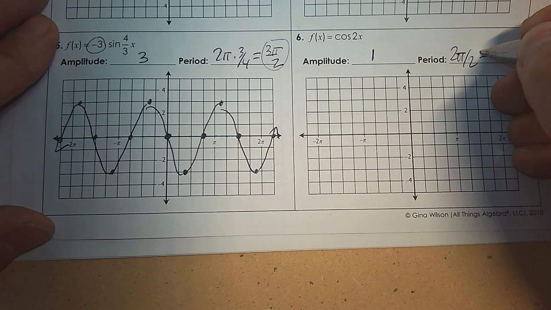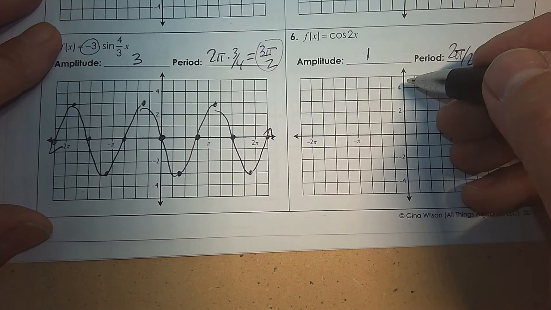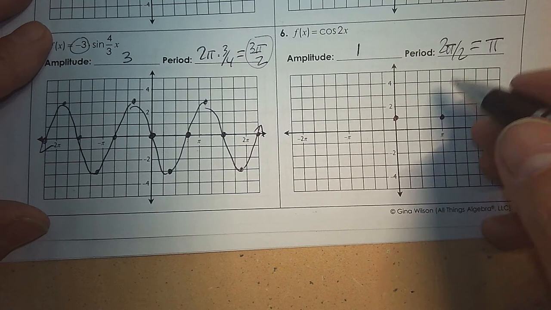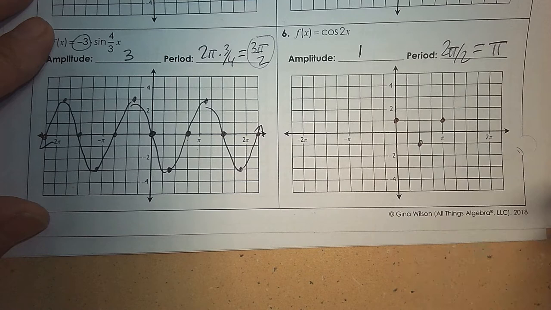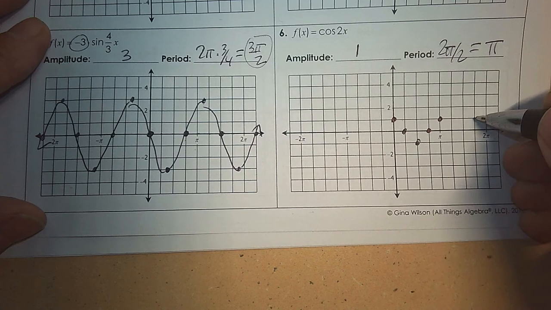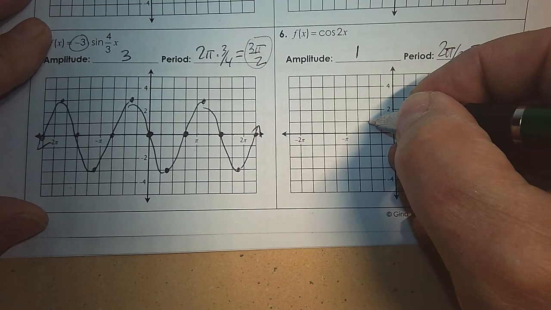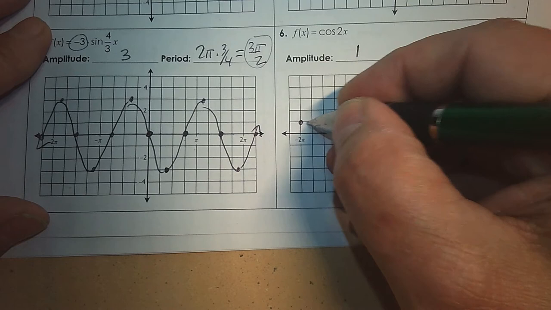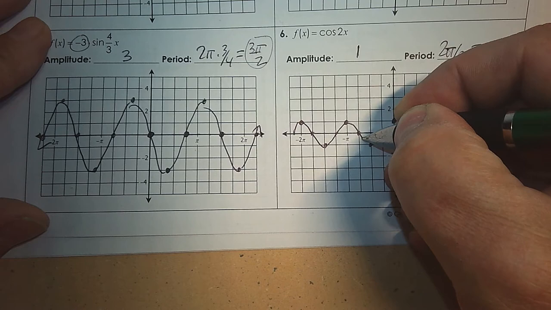Cosine starts at the top or bottom. In this case, cosine's positive, so it starts at the top, which is at 1. Then I'm going to find pi. That's also that, and that completes one cycle. In the middle of that will be at negative 1. And in the middle of those will be the middle of the wave. That's the pattern. I'm just going to follow over and over again. And then once you have the points, make your wave.